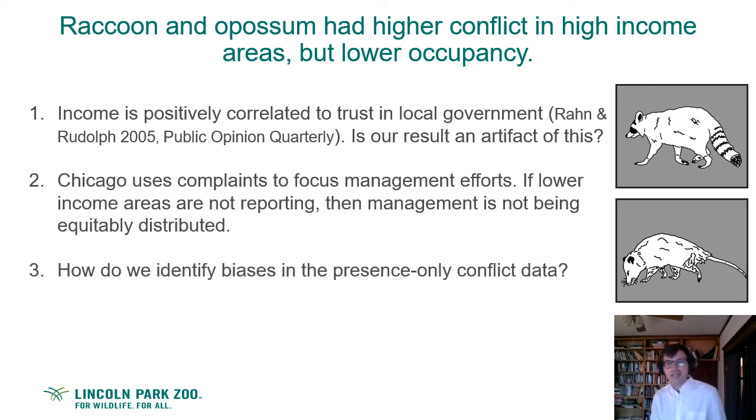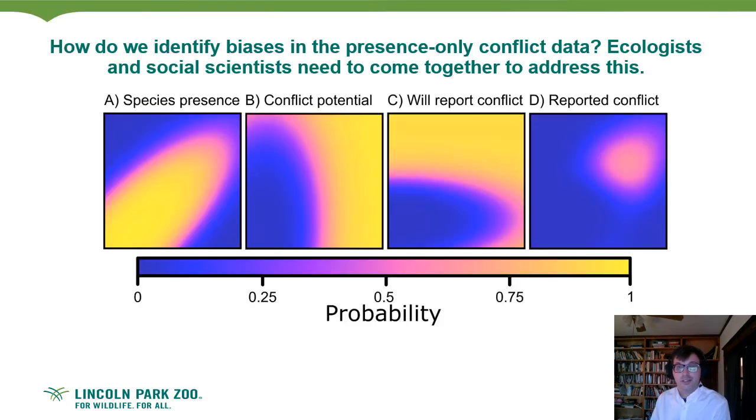So how could we actually identify these biases that are present in conflict data? To do this, ecologists need to collaborate more with people outside of our field, namely social scientists. In order to identify people's willingness to report conflict, for example, across socioeconomic boundaries, we need to go out and talk to people in very structured ways so we can actually incorporate such information into a model like this.